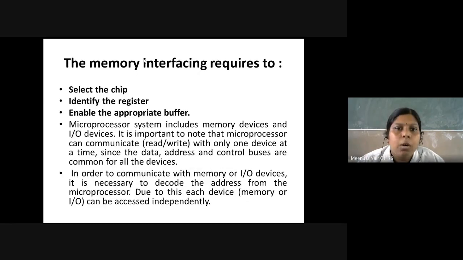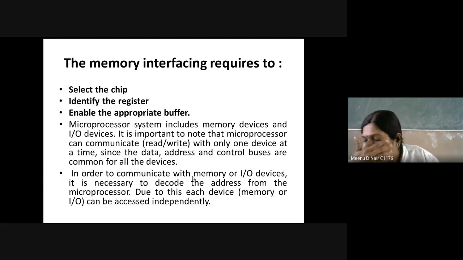Now the memory interfacing has some requirements. The first one is to select the chip. The second one is to identify the register and enable the appropriate buffer. The microprocessor system includes memory devices and input-output devices. It is important to note that the microprocessor can communicate with only one device at a time, since the data, address and control buses are common for all the devices. In order to communicate with memory or input-output devices, it is necessary to decode the address from the microprocessor. Due to this, each device can be accessed independently.